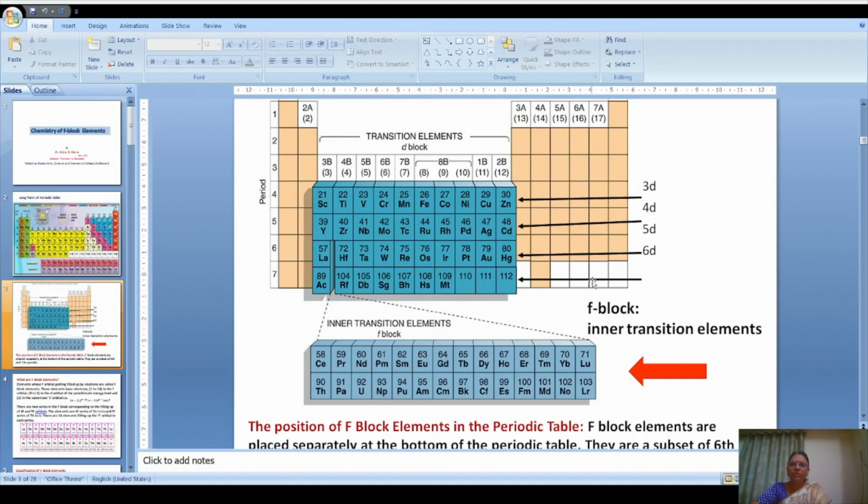D block elements are known as transition elements and f block elements are known as inner transition elements. The position of f block elements is here actually, but for the sake of convenience it is shown at the bottom of the periodic table. They are subsets of the 6th and 7th period.